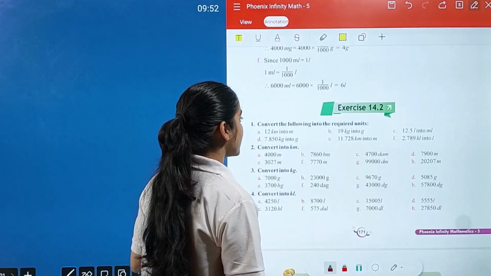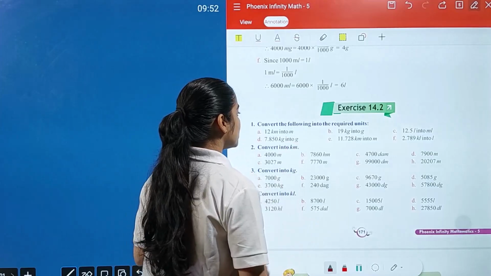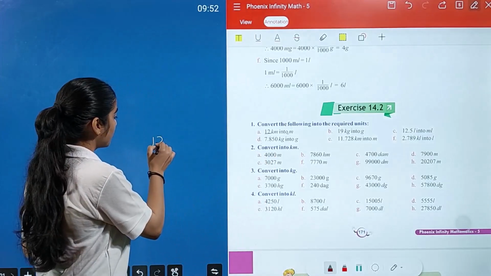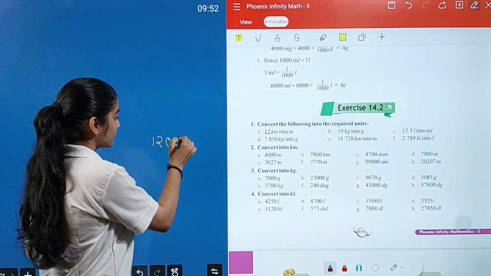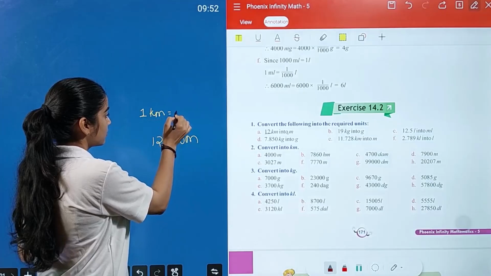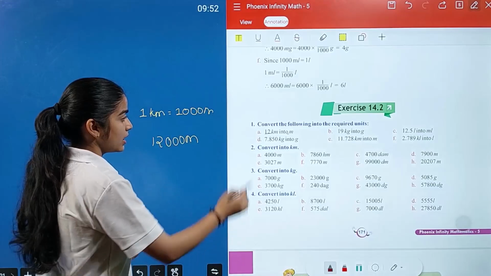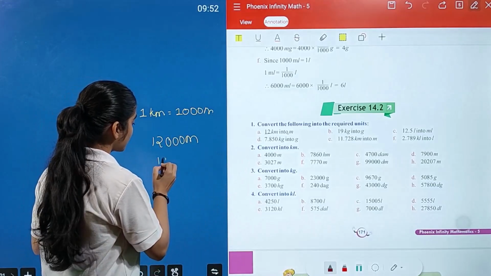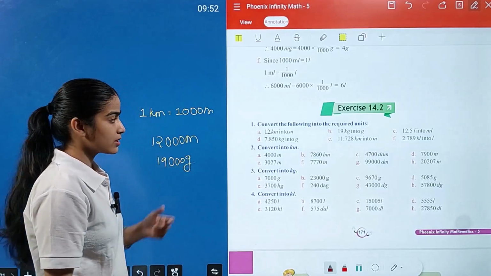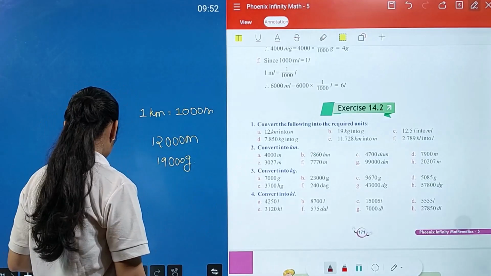Similarly, now we have our exercise 14.2 where we have to simplify this. Convert the following into the required units. 12 kilometer into meter. So 12 kilometer means 12,000 meter because 1 kilometer is equal to 1000 meter. We just have to multiply 12 with it. Now 19 kg into gram. So 19,000 gram. In the same way, you can write your answer for the rest of the parts you have in question number 1.